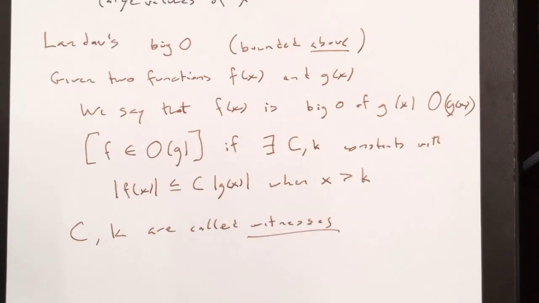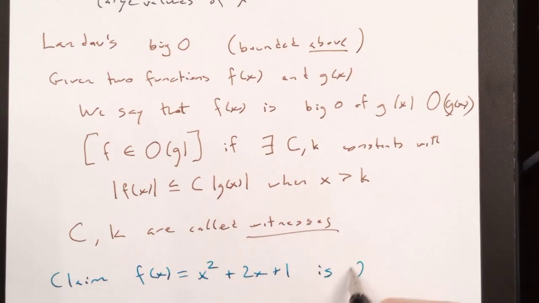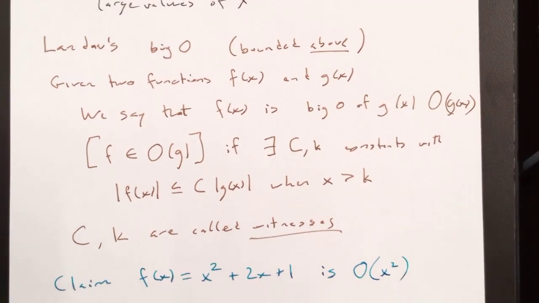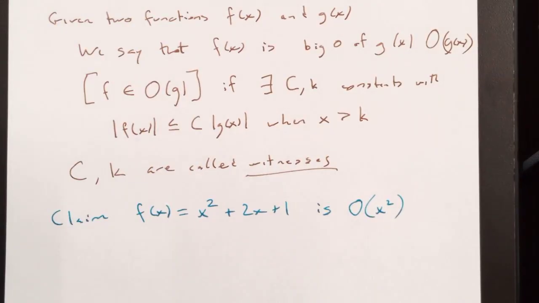All right. This sounds just too abstract. Let me do an example. I am going to claim that the function x squared plus 2x plus 1 is big O of x squared.